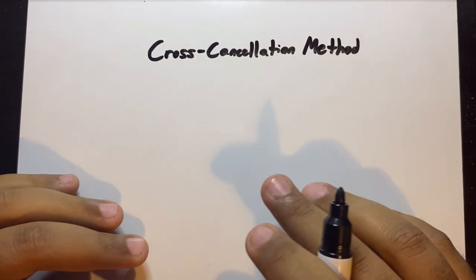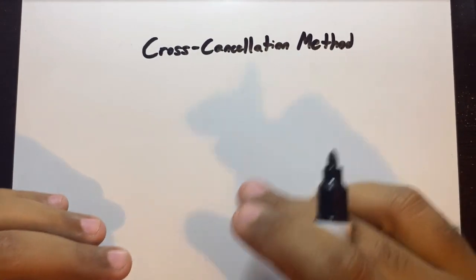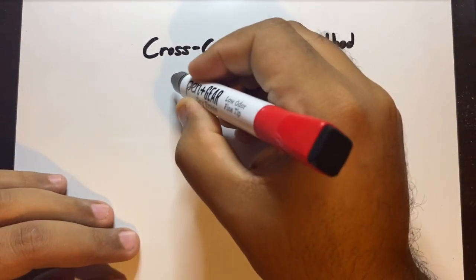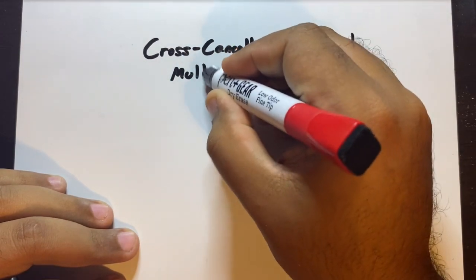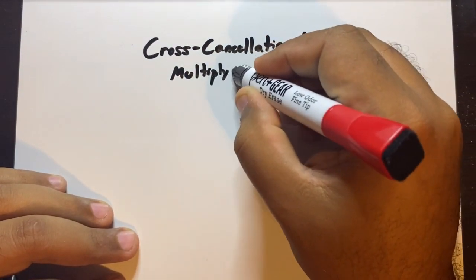And today we're going to be covering the cross-cancellation method. Now, the cross-cancellation method is only used for multiplying fractions. Or at least that's what I know right now.